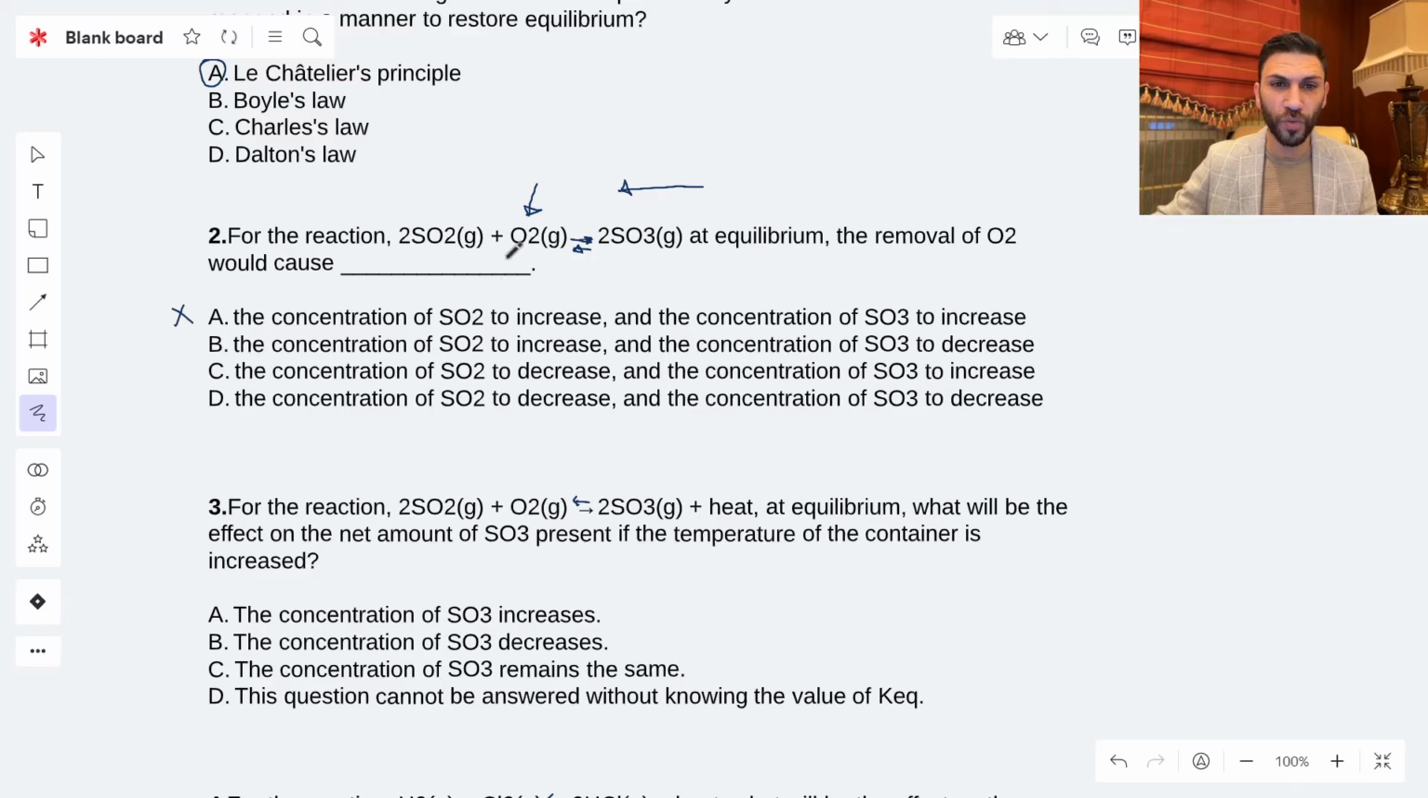The concentration of SO2 to increase and the concentration of SO3 decrease, of course, this one is the correct one. The concentration of SO2 decrease, it's incorrect because the reaction is shifting to where the reactants are, so these concentrations are increasing, both of them. D, the concentration of SO2 to decrease, of course, no. So all of them are wrong, only B is the correct one.